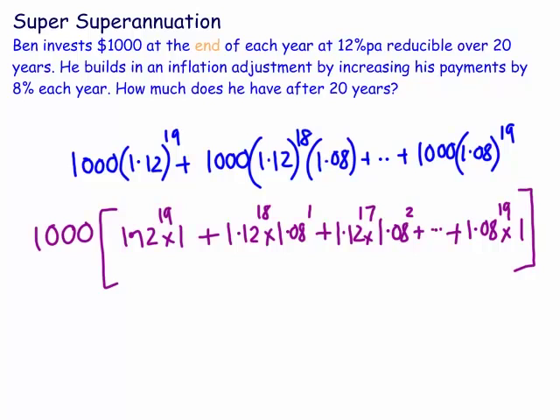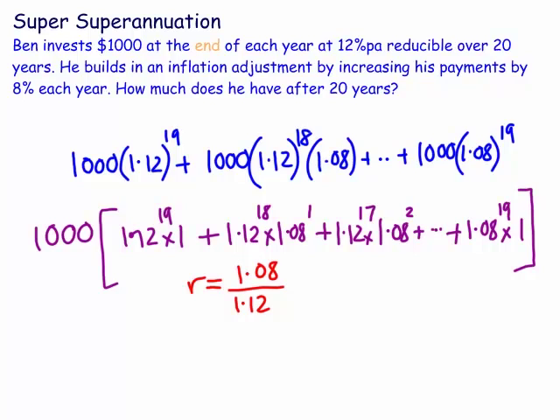So we can now see that this is a geometric series again. Now, again, what is r? If you have a quick look, what's happening to the 1.12s? They're going down. And the 1.08s are coming up again. So we are basically dividing each term by 1.12 and multiplying it by 1.08 like we did before.